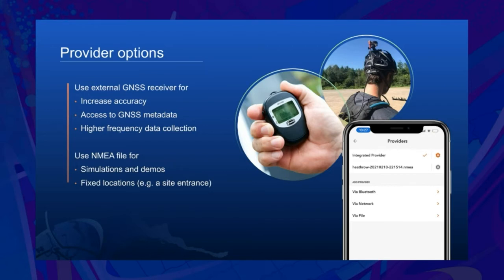The other option you have is to add a provider by file and in turn play an NMEA track log with a series of historical locations. So really this is useful for demonstrations when you're inside and you can't get any kind of GPS position, or you want to have a fixed location. Maybe you're capturing features against a fixed location that never changes, and you don't want to have points drifting around as your GPS accuracy changes.